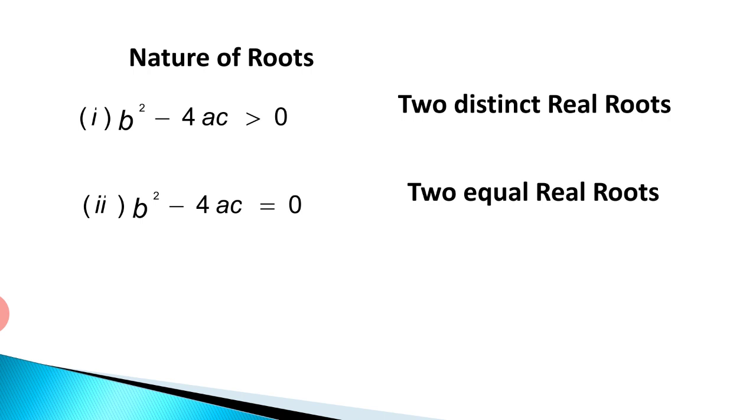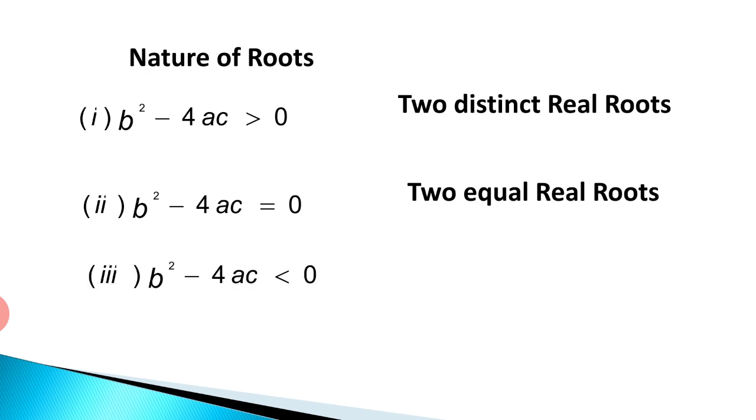Now why? Because b square minus 4ac is 0, that means the square root part of the quadratic formula will be 0, and what is left there? Minus b by twice a. Are you getting it? So what will be the value of the two equal roots? It will be minus b by twice a.